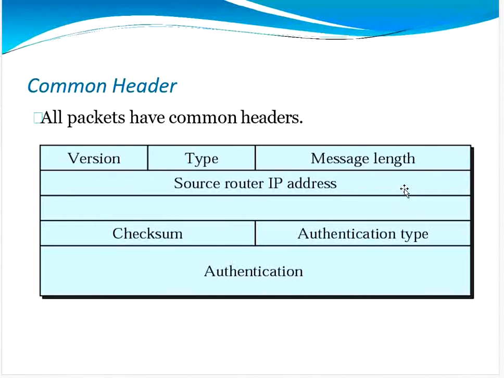The third part is the message length, which specifies the length of the message. In this common header we also specify the source router IP address, which specifies the IP address of the source router. Again, in this common header, you can see the checksum and authentication. The checksum is 16 bits, the authentication type is 16 bits, and the authentication is 64 bits. This is the common header which is used for all the types of packets.